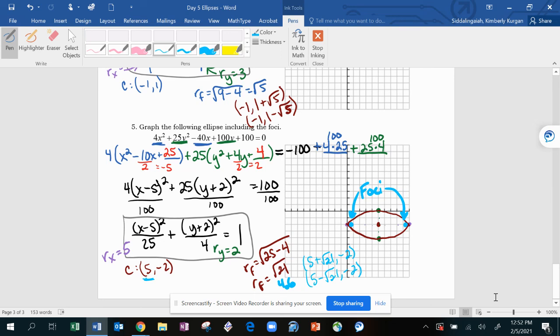Okay, so I hope that helps with completing the square. It may still be a little fuzzy, so practice.